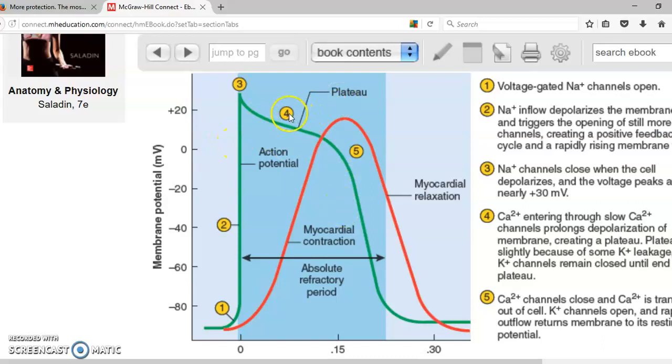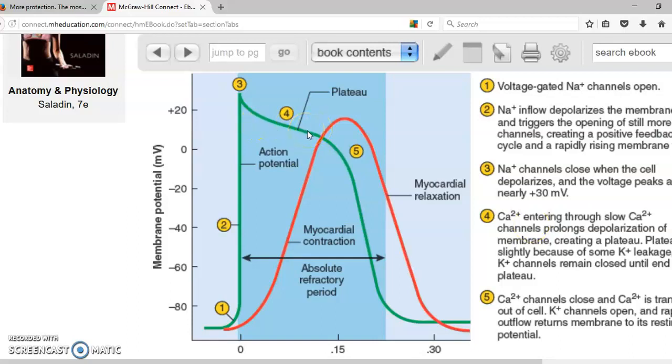What happens in here is that when the potassium is going out, calcium channels open, right here in number 4 in the plateau. Positive potassium goes out and positive calcium goes in. So basically this remains flat because positive going out and positive going in cancel out. This delay is called the plateau. As you can see here, that's number 4, calcium entering through slow calcium channels. So calcium goes in, potassium goes out, and that maintains this flat.